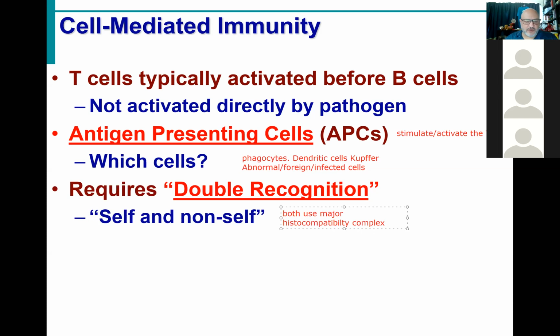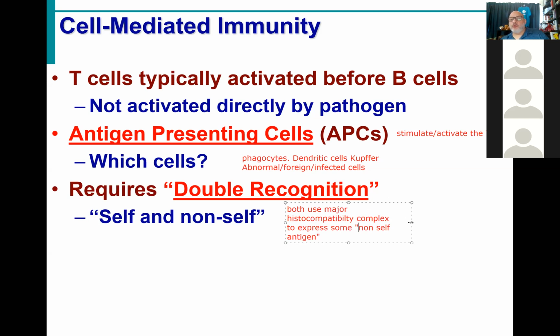Hopefully I've written this out enough times now where I can just start abbreviating it MHC, to express some non-self antigen. It could be non-self because it is from a pathogen. It could be non-self because it is an abnormal protein that is being made by a cancer cell. It could be a non-self antigen because it is viral. It could be non-self antigen because it is something foreign from another person's body that has been put inside of yours. For whatever reason, it is expressing that non-self antigen.